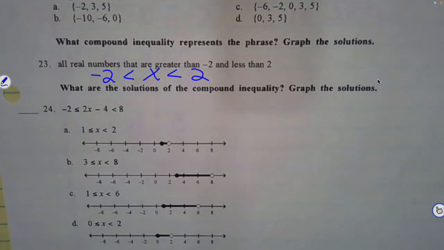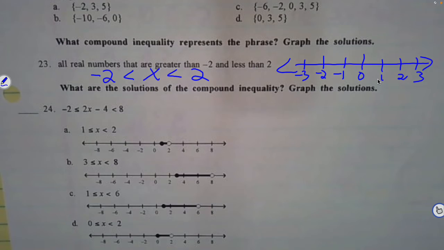And if I graph it on a number line, let me write my numbers. Okay. Open or close circles? Open. Open circles, and I'm coloring where x is between those two numbers. Okay, that's how I would do that. Are we good with that? Yes? Good.